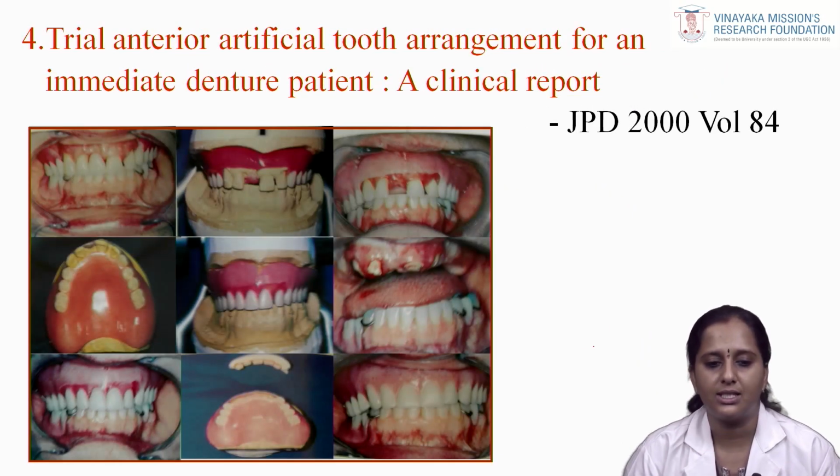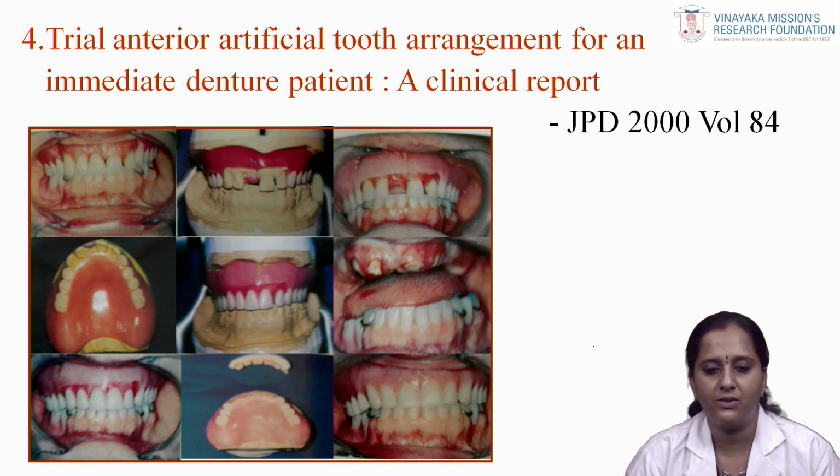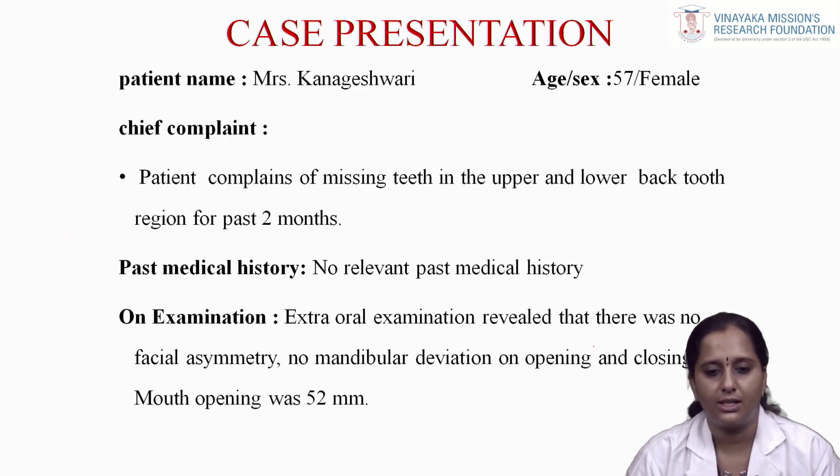And the fourth one is the trial anterior artificial tooth arrangement for an immediate denture patient. It's just a clinical report. They made the denture with the help of a heat cure denture base resin, and the patient was done with the anterior try-in, as the most important disadvantage is that the patient will not have an anterior wax try-in. They overcame it by doing a study over it.